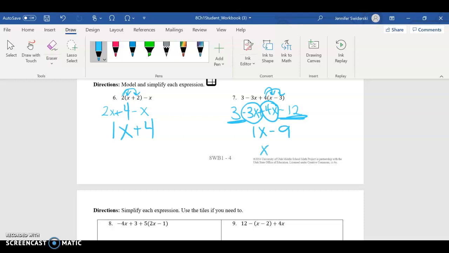Ms. Fedorsky, is x minus 9 also an answer? Yes. Ms. Fedorsky, I got x plus 9. Remember, this -12 here, when I combine 3 and -12, that gives me a negative.